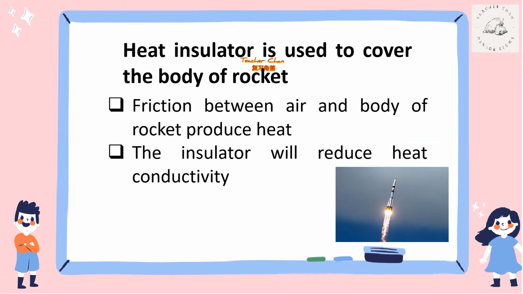Heat insulator is used to cover the body of the rocket. The reason is that when the rocket is moving, it will experience frictional force. The friction between the air and the body of the rocket produces heat, and the heat insulator covering the body of the rocket will help reduce heat conductivity.